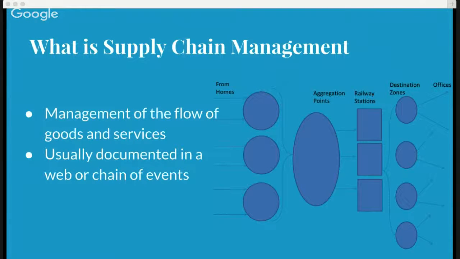So what exactly is supply chain management? Supply chain management is just the flow of goods and services. So where the object starts and where it ends up, usually in a warehouse or raw materials, and then ends up in a customer's home. This is normally documented in a web or a chain. And I have a graphic on the right side of this that shows empty slots of where things would be if this was an actual good.